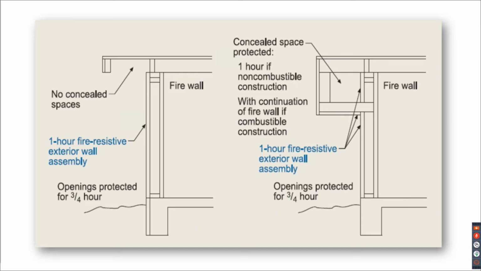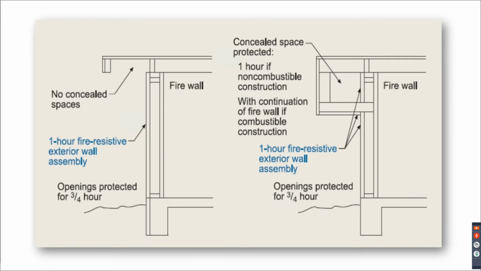And then for the other exceptions, with the concealed spaces or no concealed spaces, on the left you've got the one that doesn't have a concealed space, but it has a projection, and you've got the firewall. What happens there? You've got to have a 1 hour, it shows you how to terminate with a 1 hour, when the exterior is 1 hour and the same openings are protected for 3/4 hour. And then what if you do have a concealed space? That firewall goes all the way through.